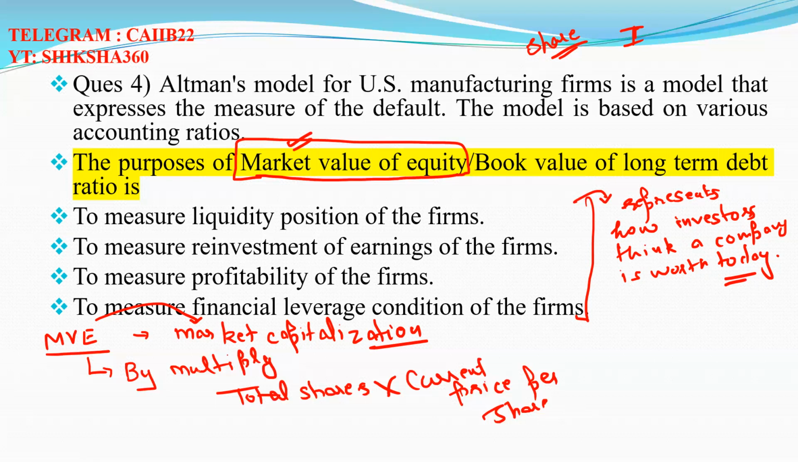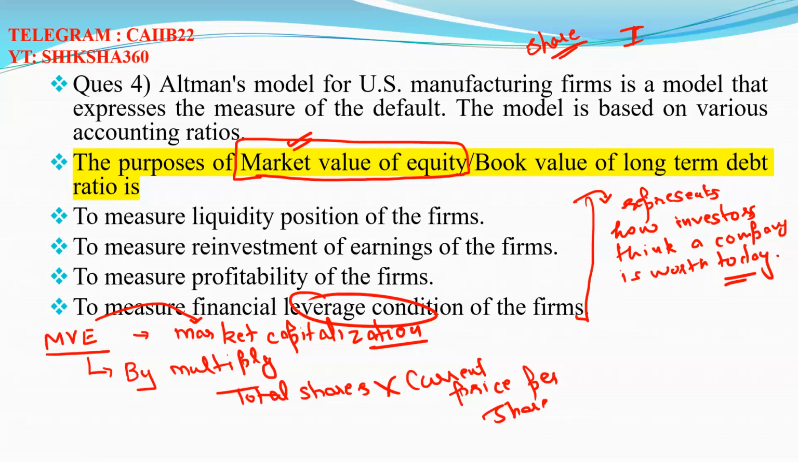So the correct answer is that it is used to measure the financial leverage condition of the firm. Please tell fast, is it clear to all of you what is the meaning of all these terms one by one? It seems to be a very straight question, but it takes a lot of time to understand the meaning of all these things.